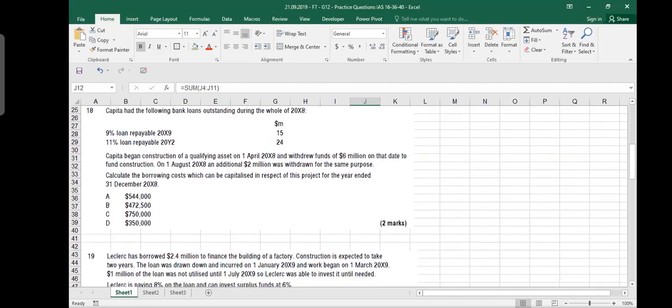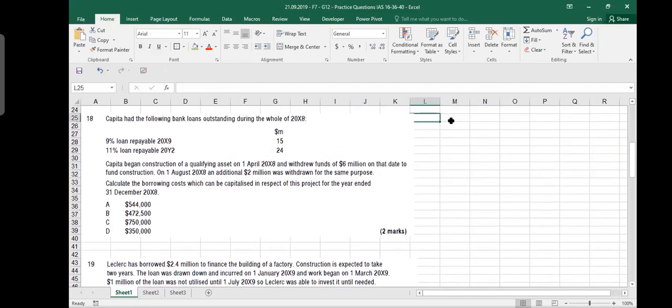This question 18 you will read. It is about your IAS 23 borrowing cost. This is from IAS 23 borrowing cost. We will do it together. First you read it, then I will explain.